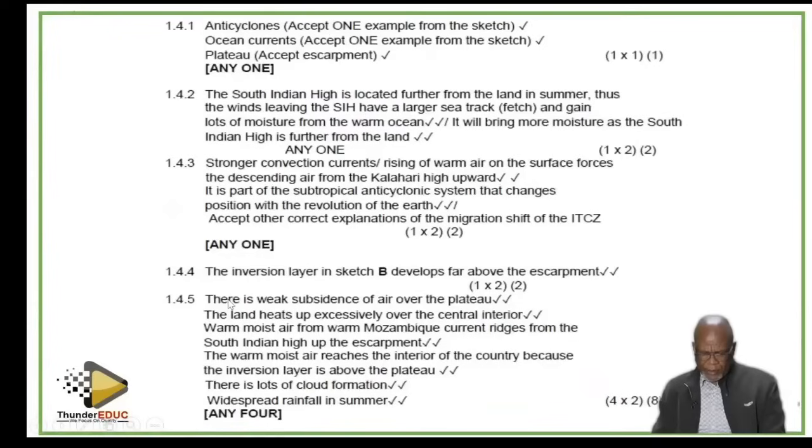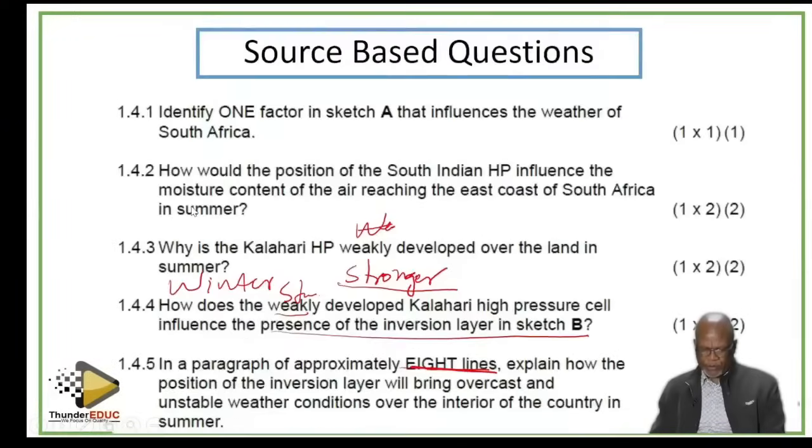So there is a weak subsidence of air over the plateau, number 1, and the land is going to heat up excessively over the central interior. The warm moist air from the warm Mozambique current will reach from the South Indian Ocean up the escarpment, and the warm moist air will reach the interior of the country because the inversion layer is above the plateau. There is lots of cloud formation. There's going to be widespread rainfall during summer.